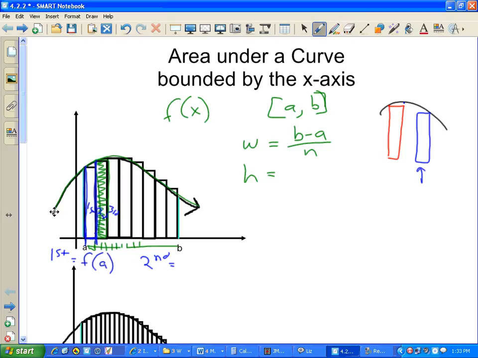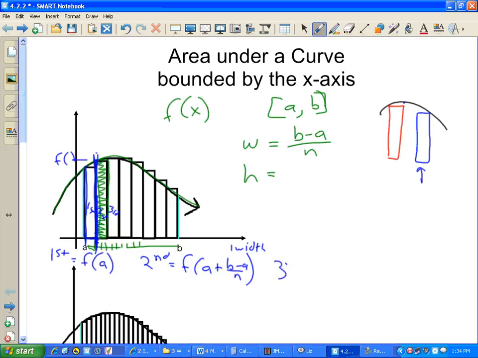This next one is going to be the function at another point. Its height is the function, because these are function values. These are f values. So it's as tall as the function evaluated at this x value. Well, this x value is a plus one of our widths. So if I evaluate the function at this x value, this is how I would do it. I would take a and add one width. So for the second rectangle, I'm adding one width.